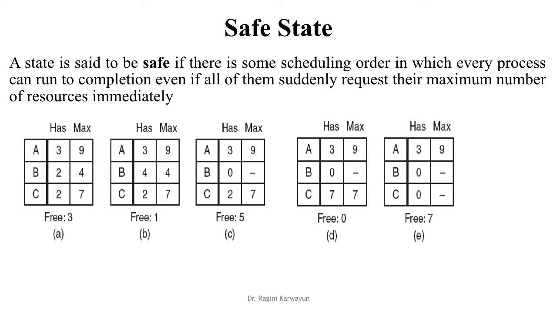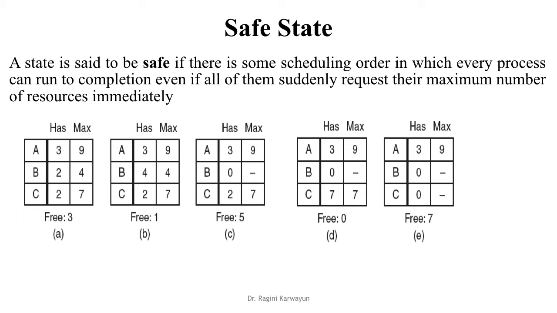So what we can do is B can be allocated the 2 new resources that it is requesting. So B will get all the resources that it is requesting, so B will finish off, and the 2 resources that were initially allocated to B will be added to free. So now we have 5 free resources. Now the request for C can be granted because A still needs 6, so we have only 5. So C can be allocated these 5 resources.